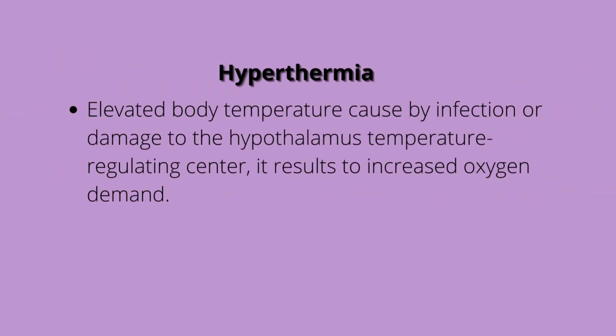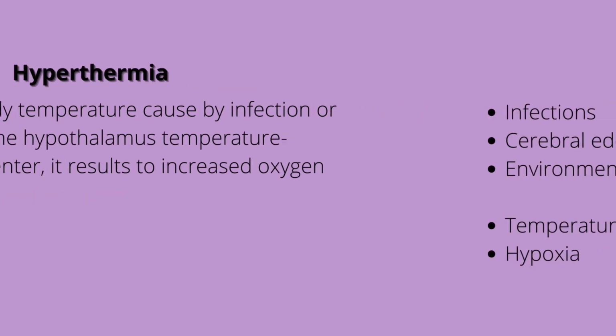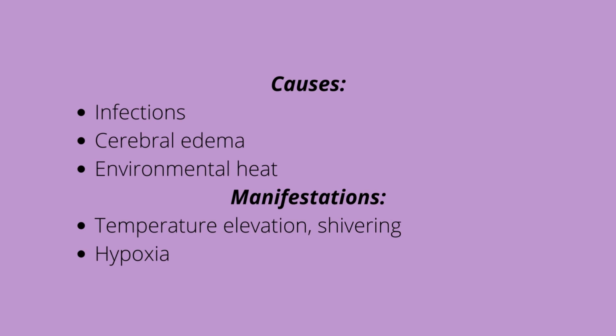So hyperthermia. Hyperthermia involves elevated temperature and may be caused by what? Infection, damage to the hypothalamic temperature regulating center, and thus increasing cerebral oxygen demand, so that we are not regulating our temperature well. Some of the causes of this could be infection, as we said, cerebral edema, and environmental heat. Sunny days. Signs and symptoms include elevated temperature, shivering, and hypoxia.